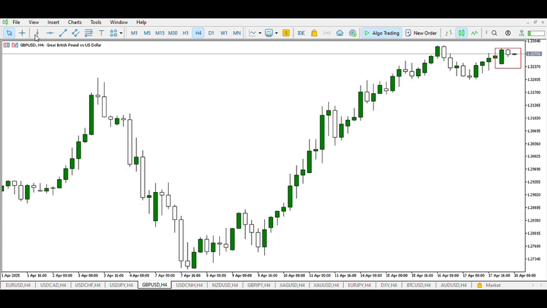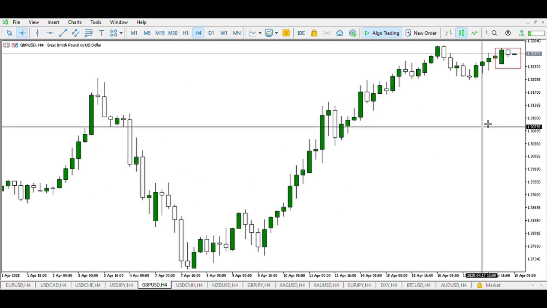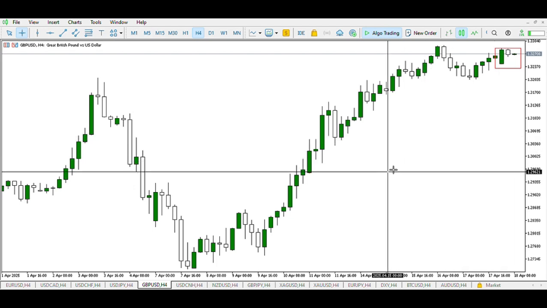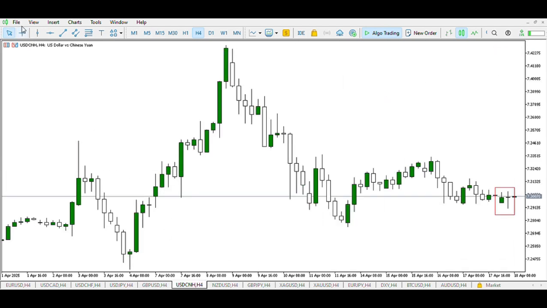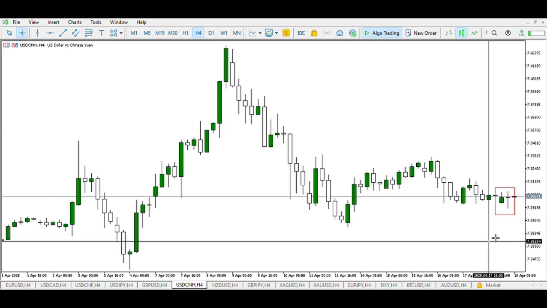GBP USD, I would want you to do the analysis on your own and look out for zones. On USD CNH, let me do this analysis for you.